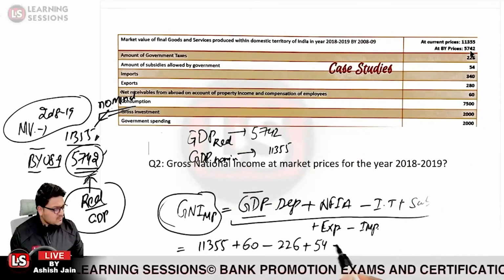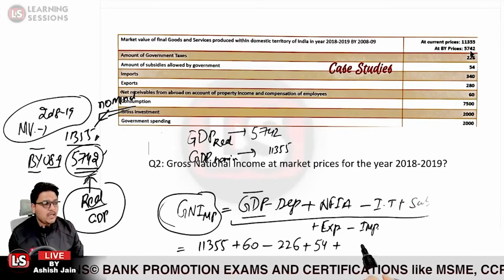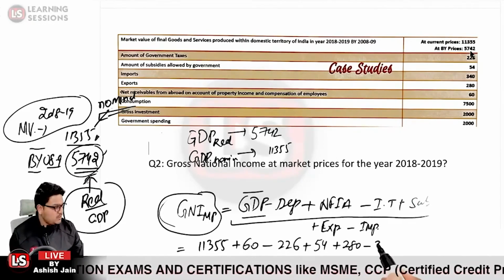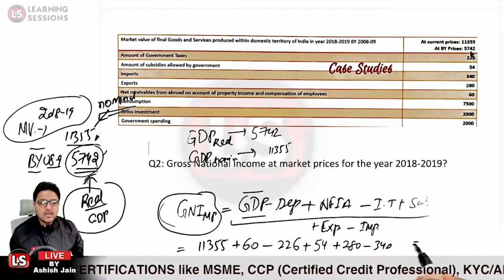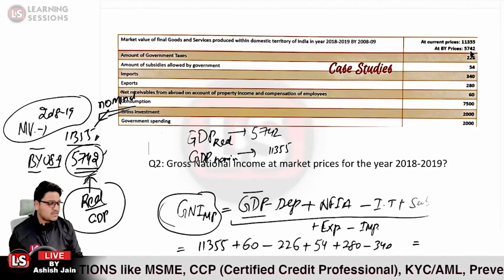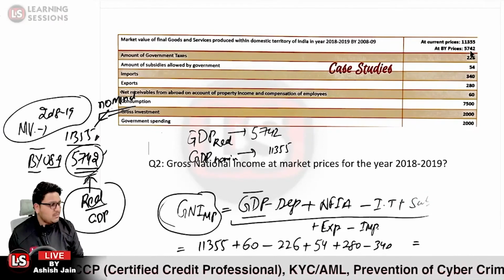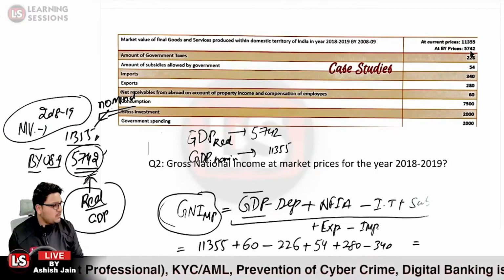And further, exports are given to be of what amount? Exports are given to be 280, and minus the imports, which are given to be 340, that is to be subtracted. That is how we will be solving the GNI at the market prices. Is this particular part clear over here?